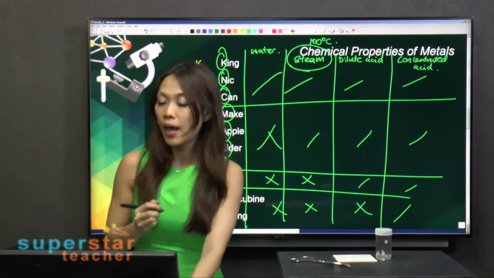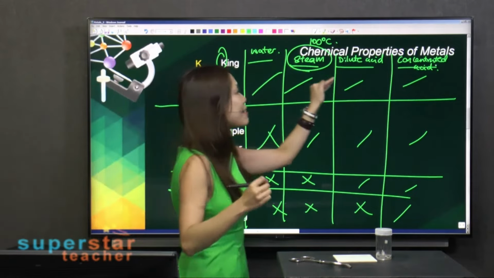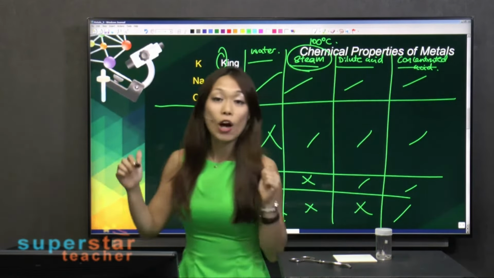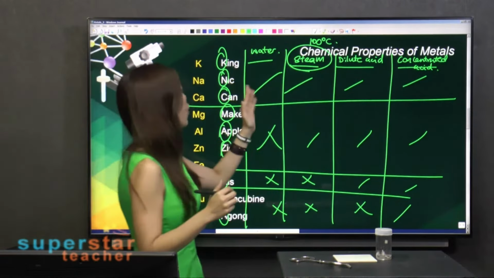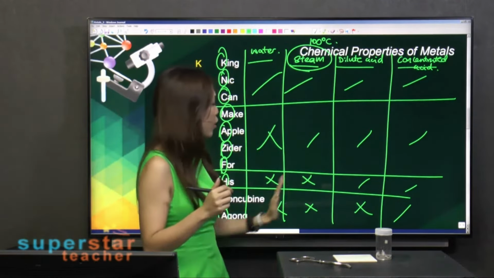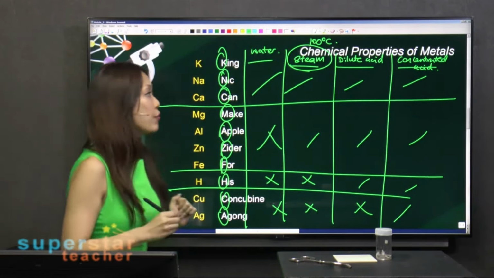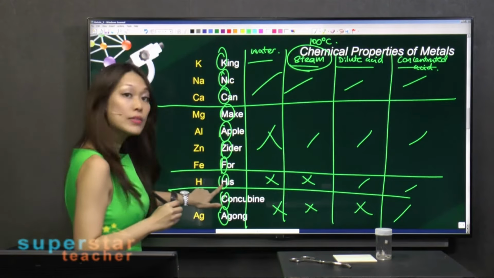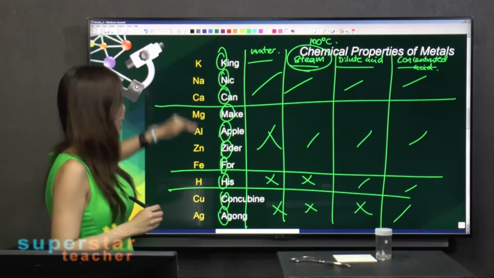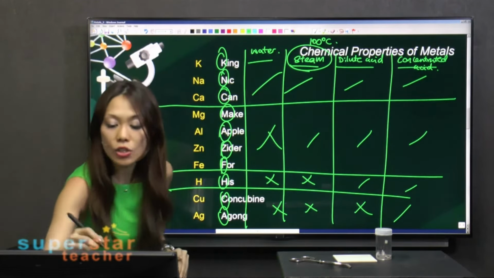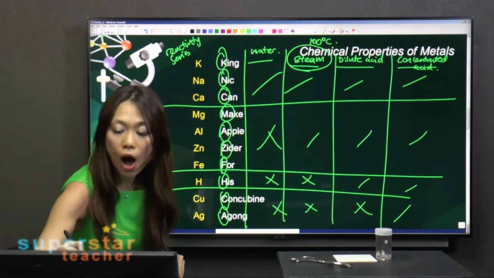That is steam. So which one is the strongest of these four: water, steam, dilute acid, and concentrated acid? Of course, it is concentrated acid. So, how do you make sense of all this tick, tick, tick, tick, cross, tick, tick, tick, cross, cross, tick, tick, cross, cross, cross, tick? Don't worry, I'm going to explain to you shortly. But before that, look over here, hydrogen. Can you see?